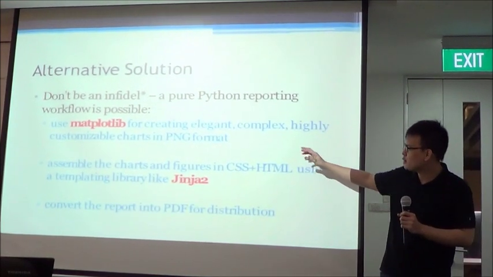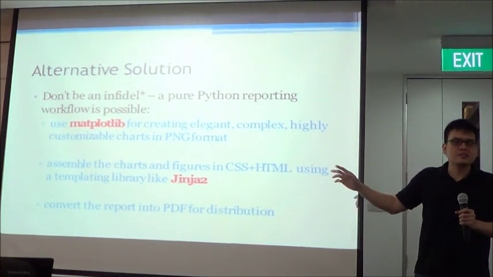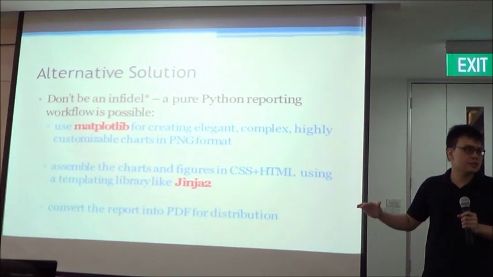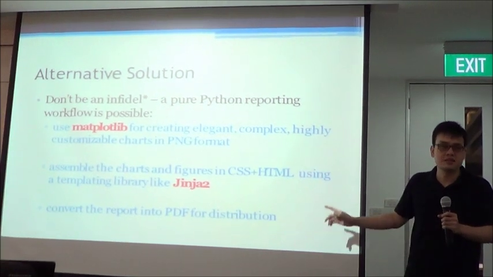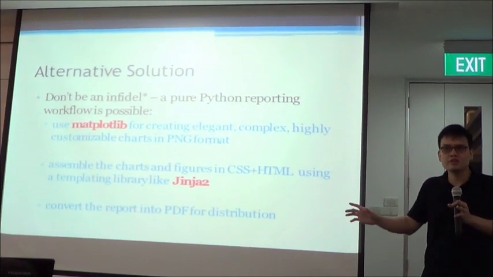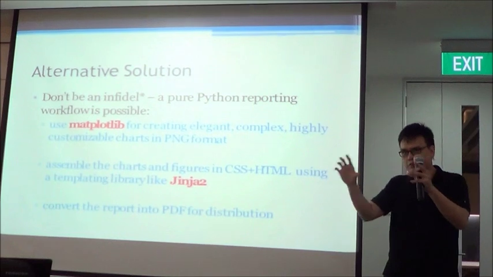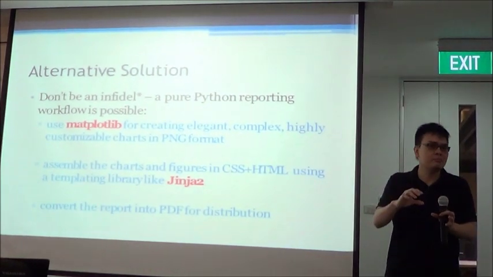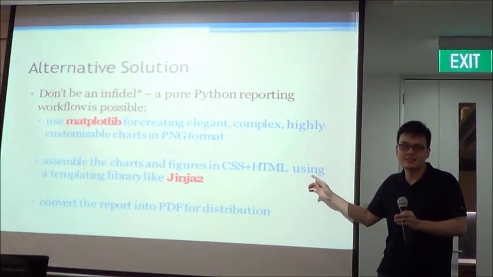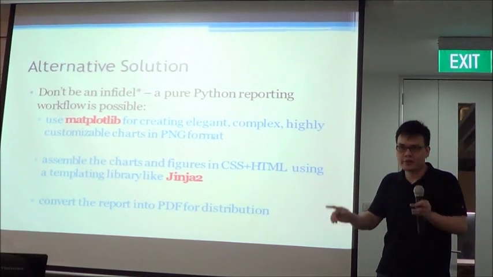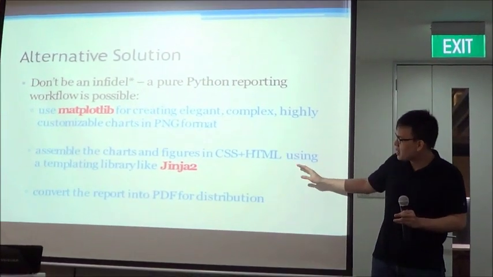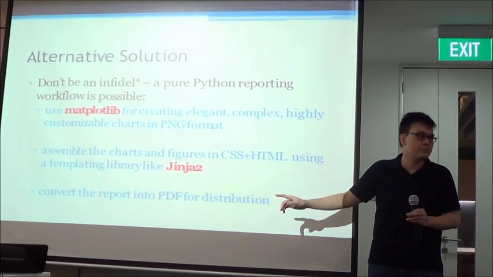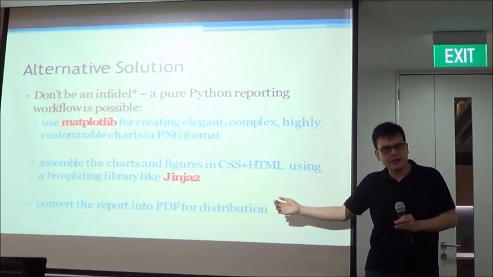This is a very cool library, and it has several outputs, but I think worth mentioning would be the image format in PNG. So once you use Matplotlib to get your PNGs, you can assemble this using HTML and CSS into a report. And once you have that, by the way, you assemble it using a templating engine like Jinja 2.